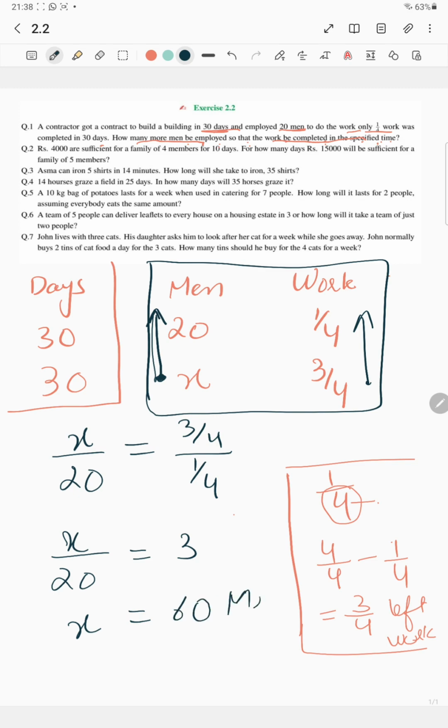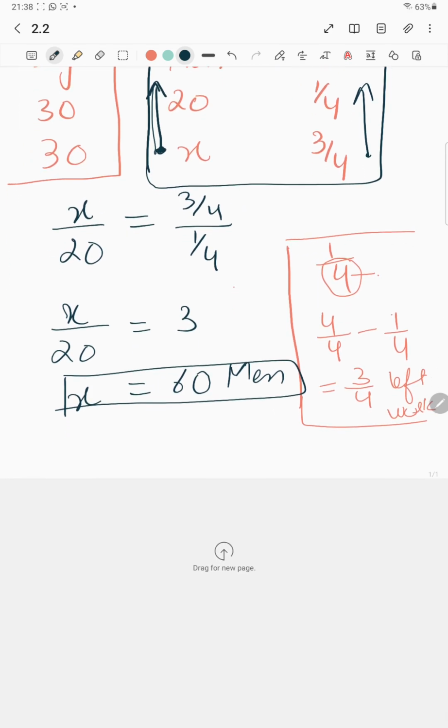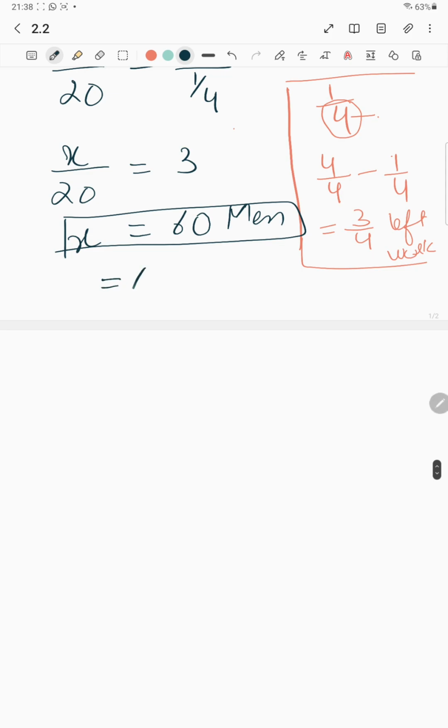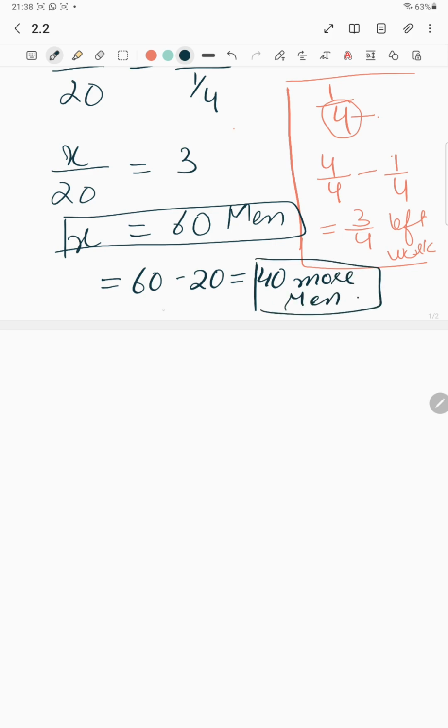So it's 60 men. But how many more men must be employed? We already have 20 men who were working. So how many more men will be employed? It would be 60 minus 20, which is equal to 40 more men we need. So this is the answer.